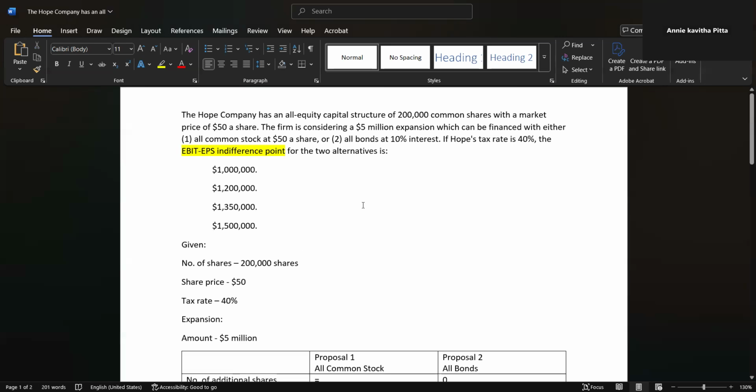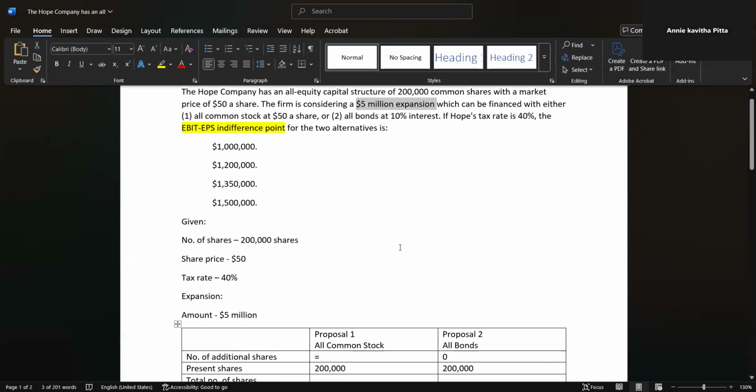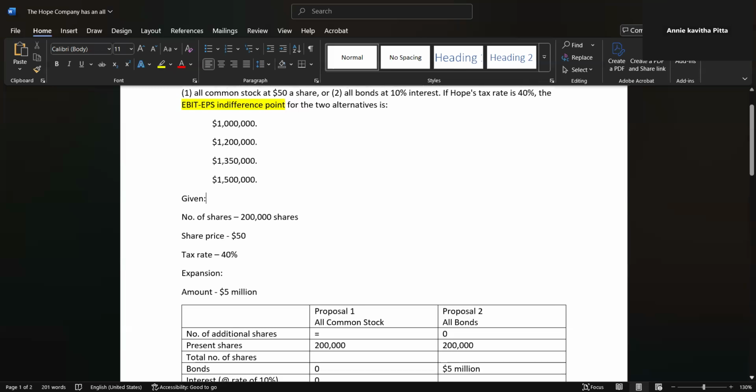They are now considering an expansion with an amount of $5 million. That's the expansion amount. So they are now thinking about either raising this finance of 5 million through all common stock, that is a share issue, or raising the capital through a bond issue. So proposal one is all common stock, proposal two is all bonds.